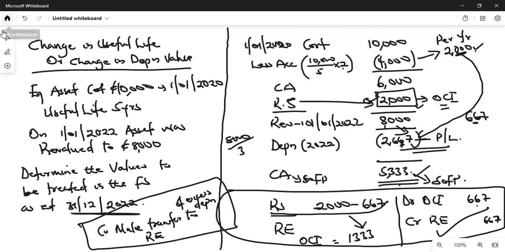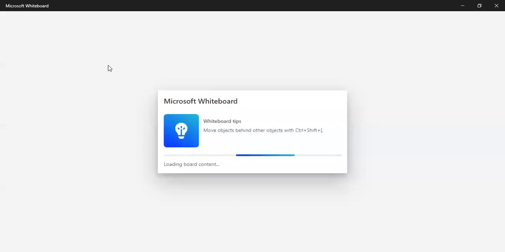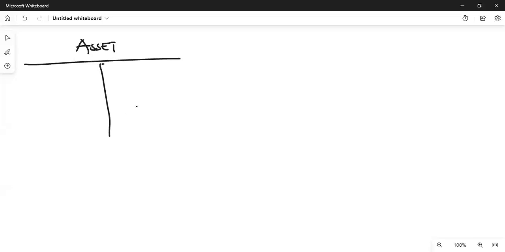The last thing I want to show you will be the disposal. In fact, the disposal is below this level, but I just want to show you for completeness. If you have an asset that has been disposed, you open T accounts: the asset, which is the cost, and another T account called the accumulated depreciation.